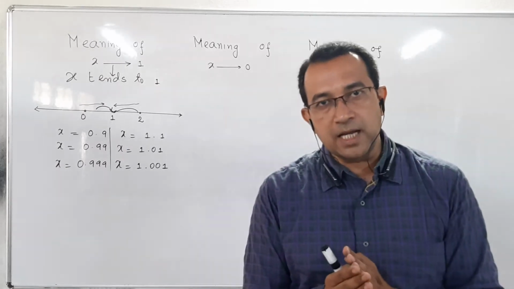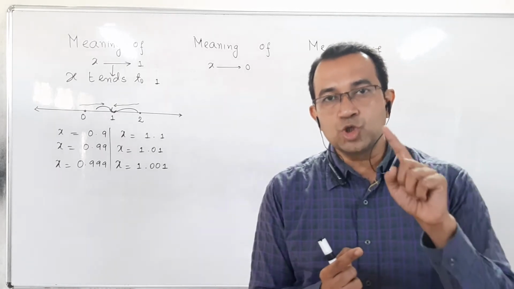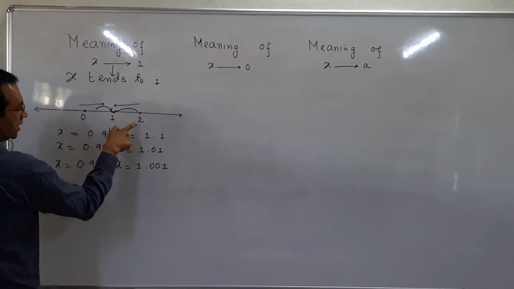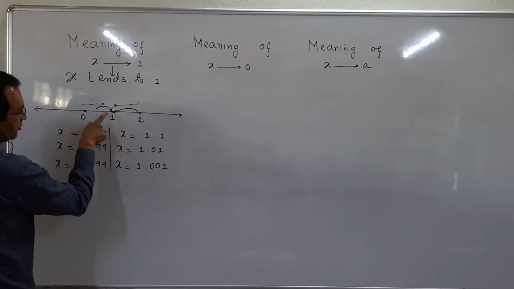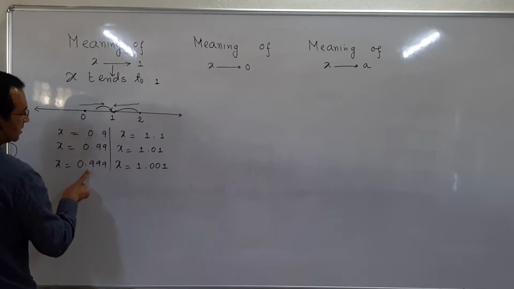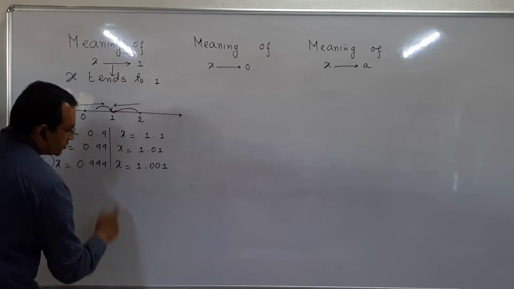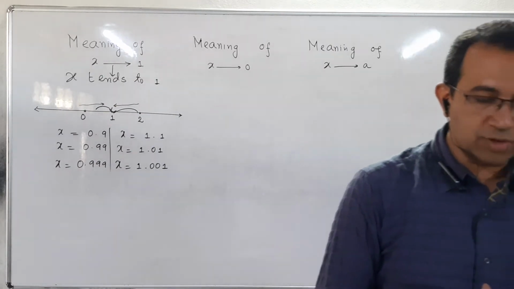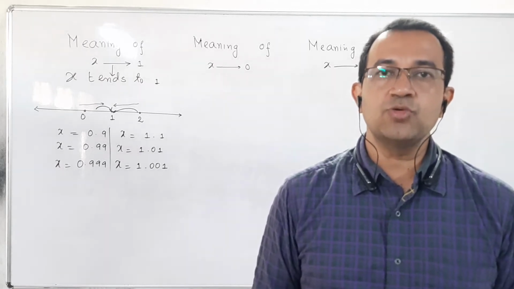So on a number line, any real number can be approached from two sides. One is from less than that number towards that number, and the other is greater than that number towards that number. When we approach 1 from left hand side, the value of x goes on increasing, and when we approach 1 from right hand side, the values of x go on decreasing. So students, this is the meaning of x tends to 1.